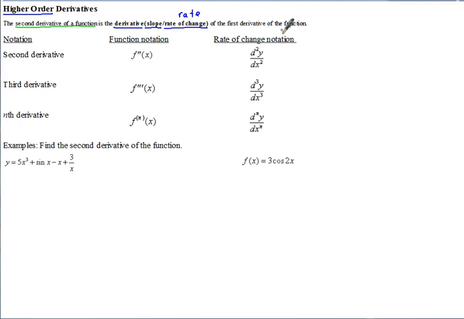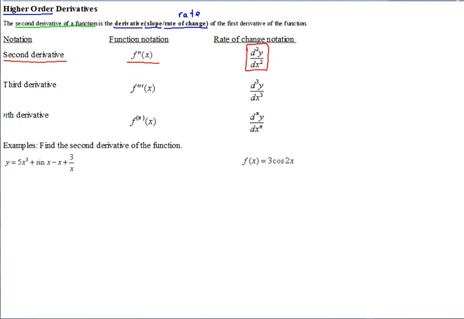So all the same rules for derivatives still apply. It's just that once you take the first derivative, you take the derivative again to get the second derivative. Then the notation for the second derivative, instead of just writing one little mark there, you write 2, and that's f double prime of x, if it's a function in function notation. But in rate of change notation, which can be used for things that are not functions, you write d squared y over dx squared. That would be how you write the second derivative.